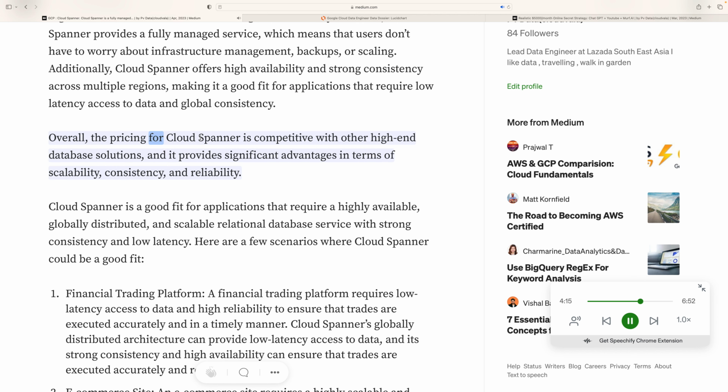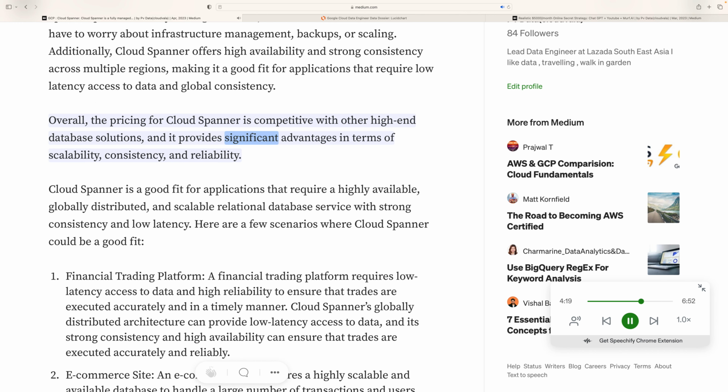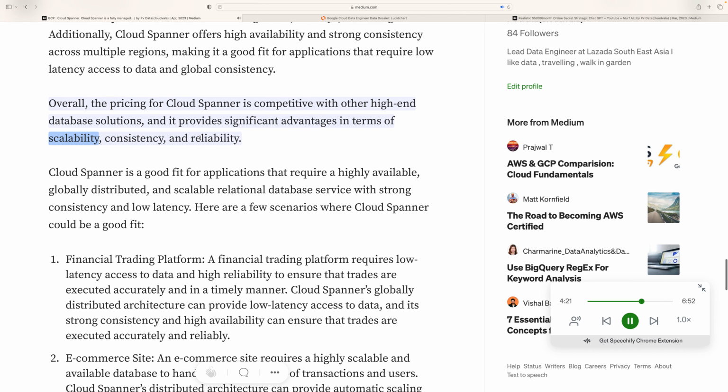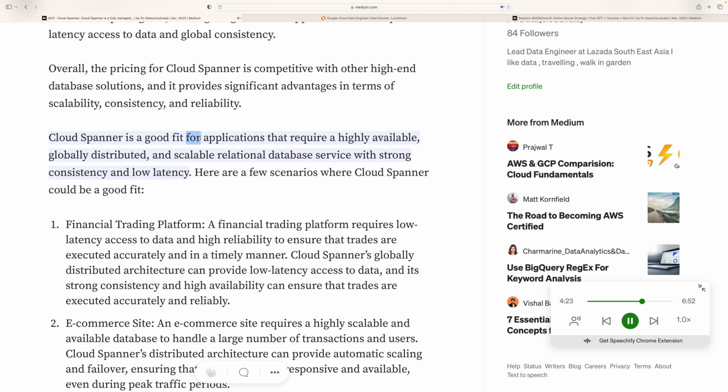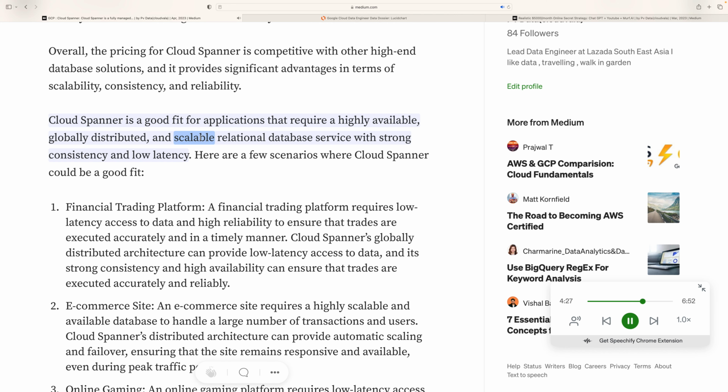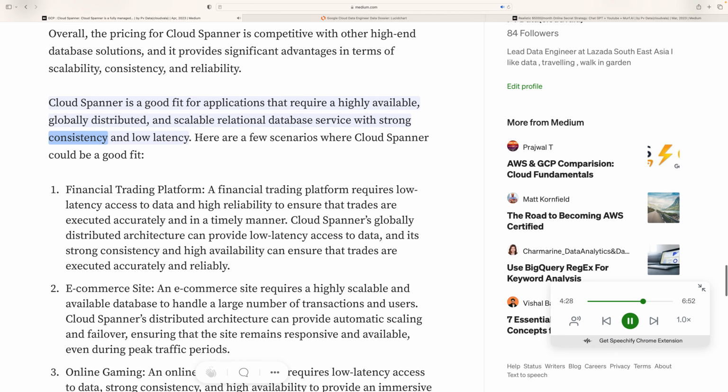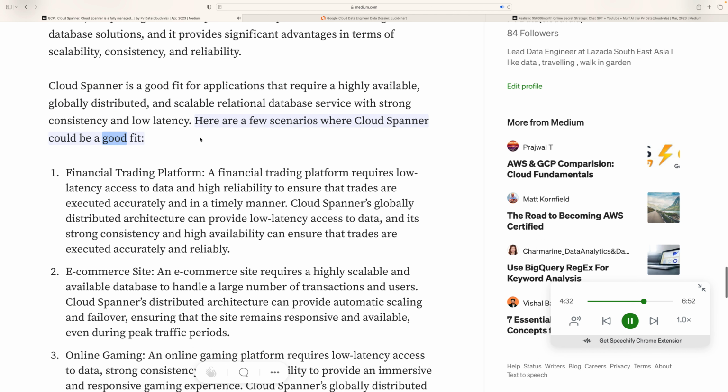Overall, the pricing for Cloud Spanner is competitive with other high-end database solutions, and it provides significant advantages in terms of scalability, consistency, and reliability. Cloud Spanner is a good fit for applications that require a highly available, globally distributed, and scalable relational database service with strong consistency and low latency. Here are a few scenarios where Cloud Spanner could be a good fit.